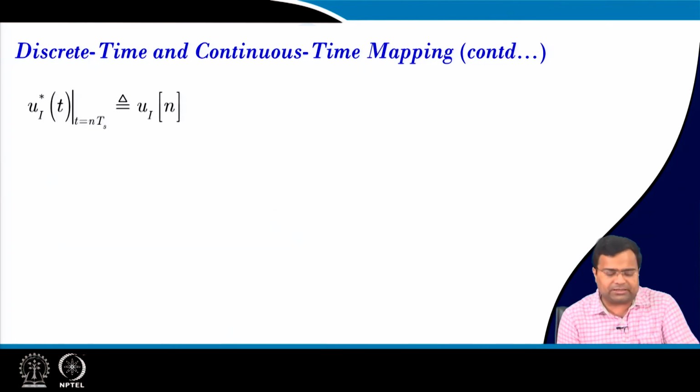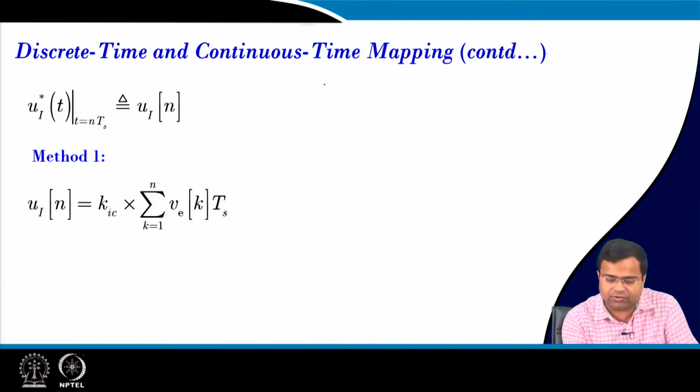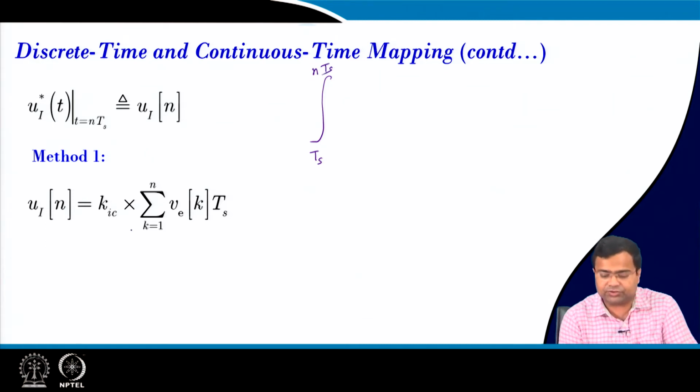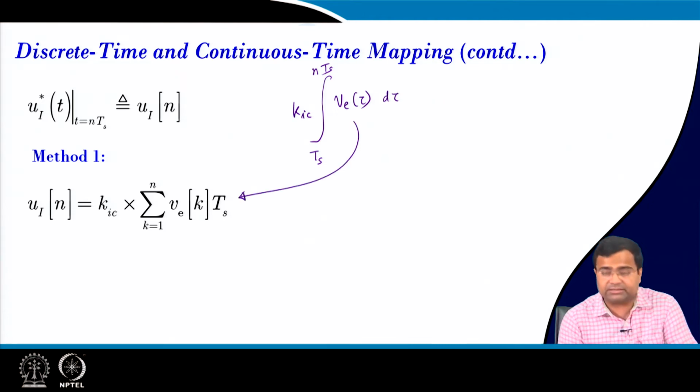Now, in the first method, if we want to get an integration, that means u I of n, the n value during 1 to n, what can we write? That means we are trying to get what? From Ts to n Ts, we are trying to get as if it is shown, and as if we are writing this tau into d tau, and there is a k I c term that we want to find out. So, this can be found by this method.